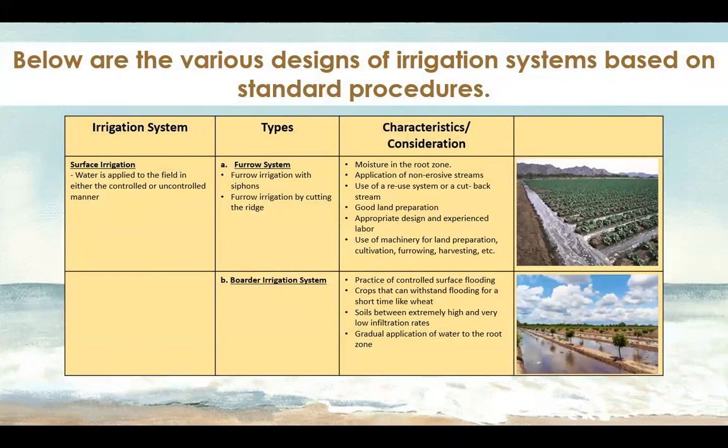Then we also have the basin irrigation system. For the furrow system, we have furrow irrigation with siphons and furrow irrigation by cutting the ridge. So those are the types of furrow system.